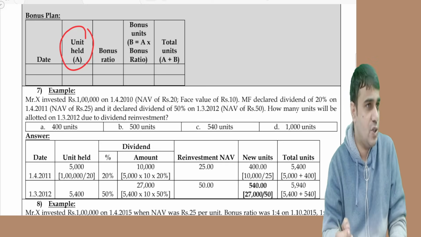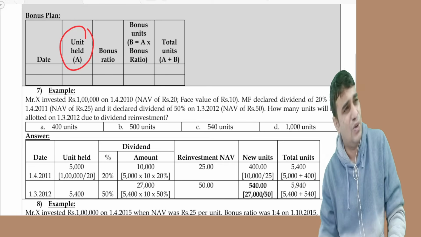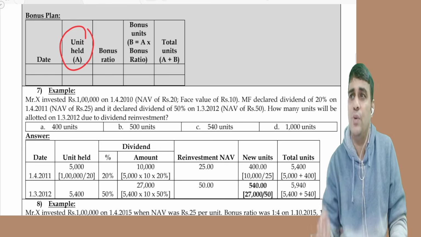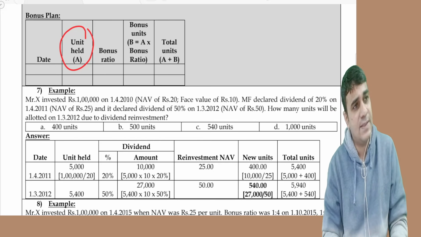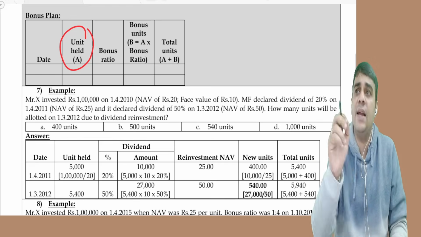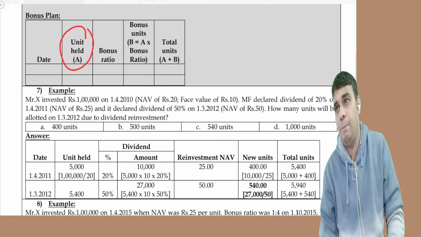Some bonus ratio will be there. Some bonus units will be allotted. Closing units will go up. Again repeat the same exercise. How many ever times they declare bonus, you have to repeat this exercise.